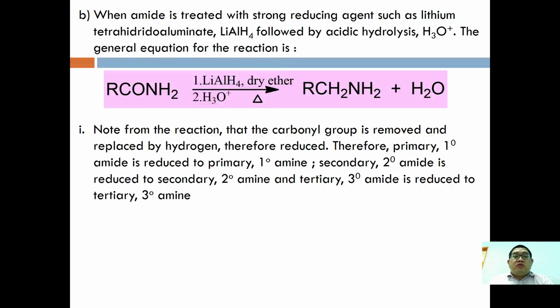So when an amide is treated with strong reducing agents such as LiAlH4 followed by H3O+, it can be reduced to form an amine. Note from the reaction, the carbonyl group is removed and replaced by hydrogen, therefore it is reduced. So a primary amide will be reduced to a primary amine, a secondary amide will be reduced to a secondary amine, and a tertiary amide will be reduced to a tertiary amine.